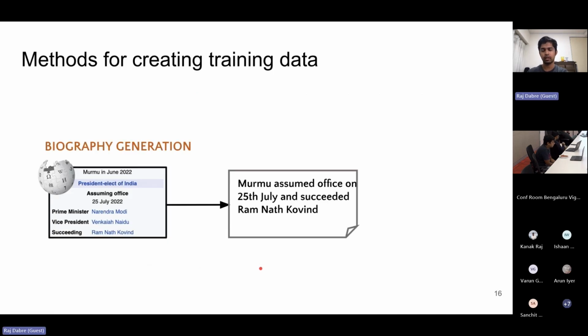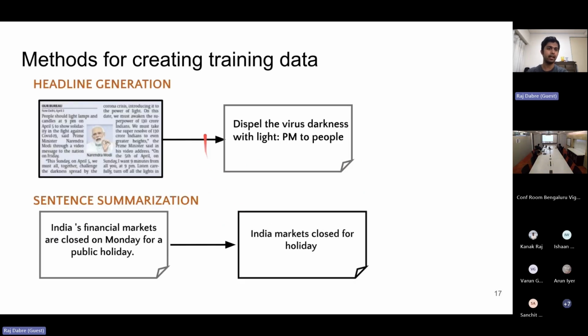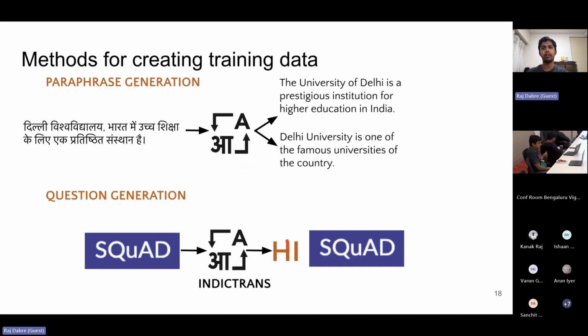So what are those NLG tasks? One is biography generation. So given some kind of a table, let's say from Wikipedia, you want to generate a sentence explaining the biography of a specific person or any entity in general. There is headline generation, simple. You have a newspaper article, you want to generate a headline for that article. You have sentence summarization, where you have a long sentence and you want to compress it by capturing only the essence of what is being said. And finally, we have paraphrase generation. You know what paraphrasing is. I don't need to elaborate here. And also question generation, where the input is an answer and the output is a question. You reverse it and it becomes question answering.